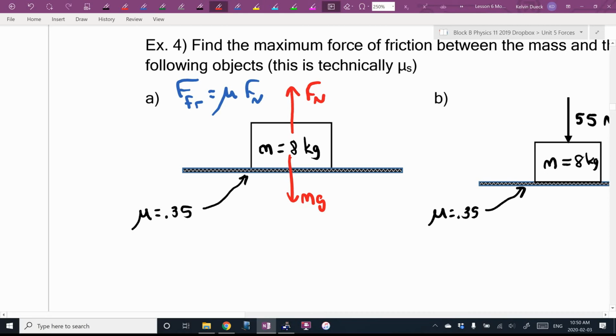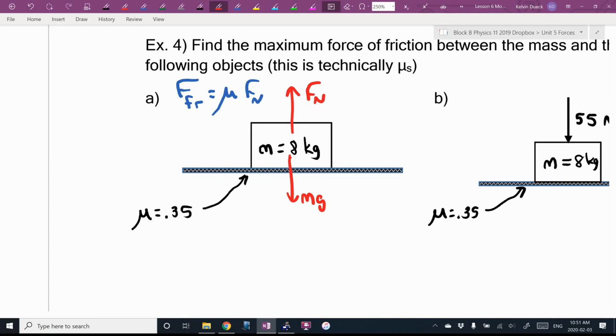And then technically, we're pulling it to the right. I'm going to ignore this. This is enough for us to calculate the maximum force of friction. Now, if we're not pulling on it at all, how big is the force of friction? 0. If I pull with 1 Newton to the right and it doesn't move, how big must friction be to the left? Exactly 1 Newton. If I pull with 3 Newtons to the right and it doesn't move, Jared, how big must friction be to the left? Exactly 3 Newtons. It's got to be balanced.